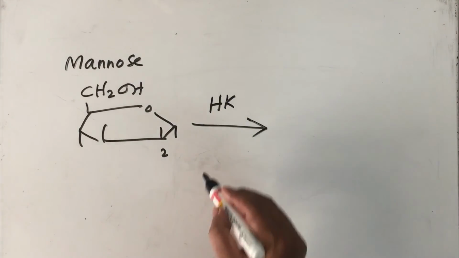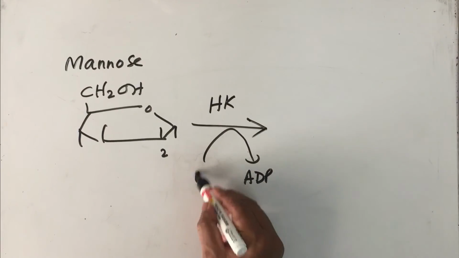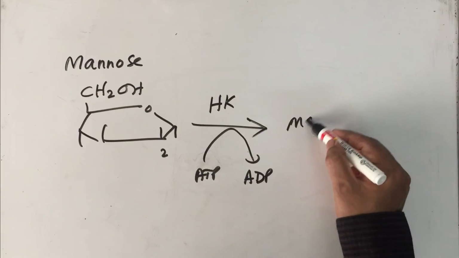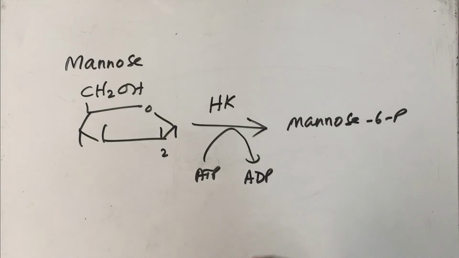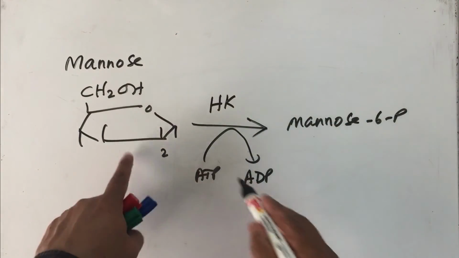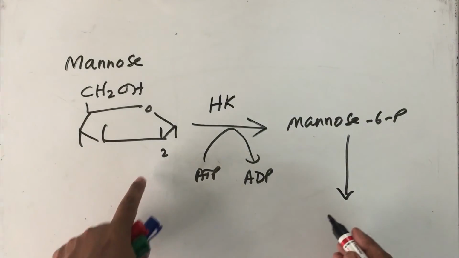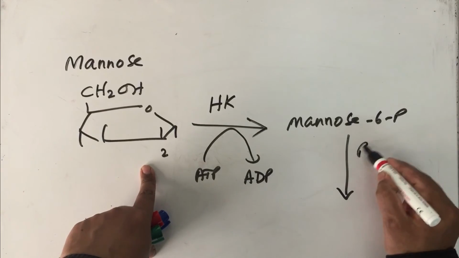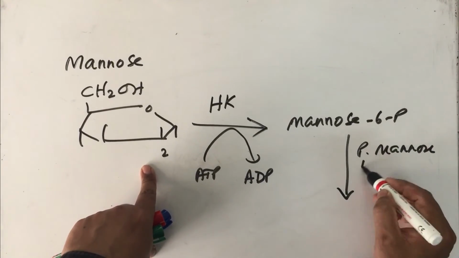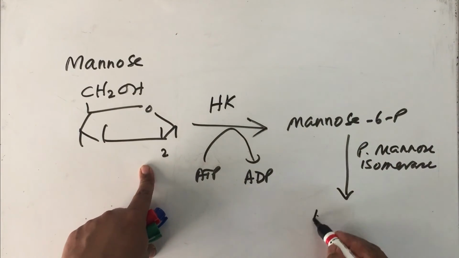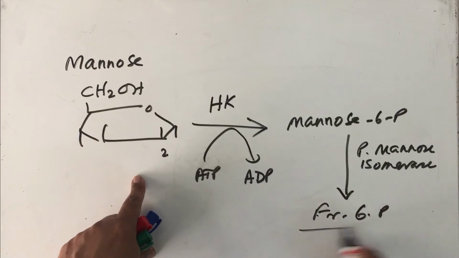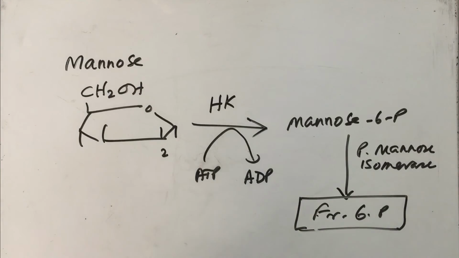Hexokinase can act on it. So therefore, hexokinase, ATP to ADP. So you will get mannose 6-phosphate. Okay, once mannose 6-phosphate is produced, now this is an epimer of glucose. Remember this. Now this mannose 6-phosphate can be converted by using phospho-mannose isomerase enzyme, which will convert mannose 6-phosphate into fructose 6-phosphate. Now remember, fructose 6-phosphate is an intermediate in the glycolytic pathway. So this way, mannose can very easily enter into glycolytic pathway.